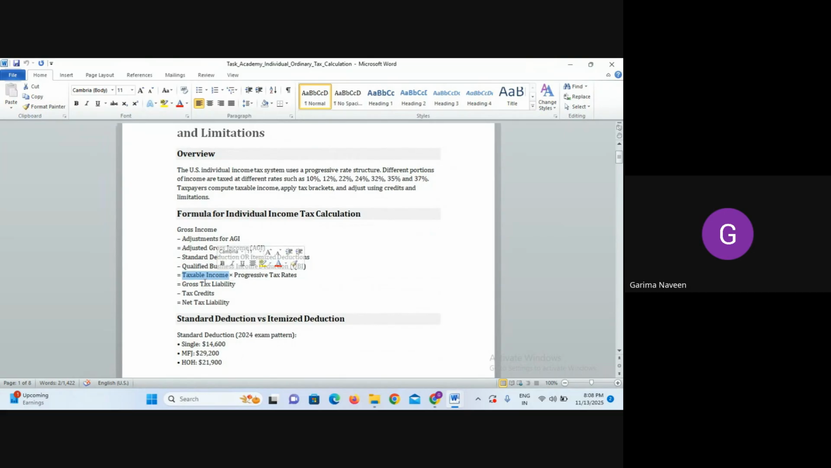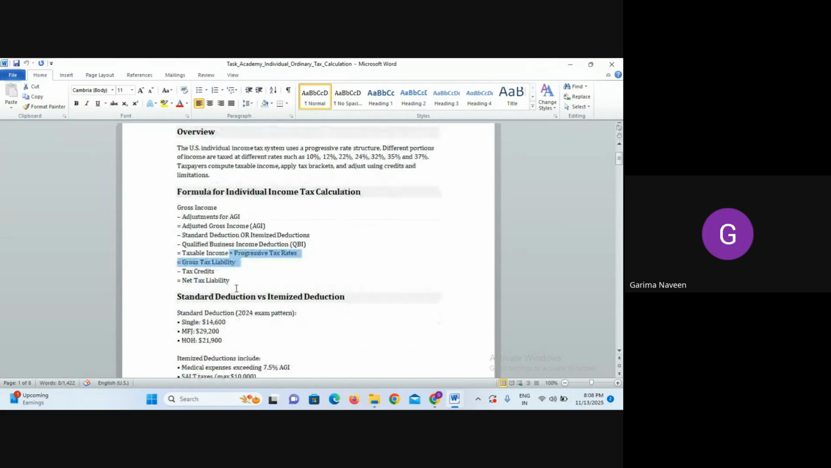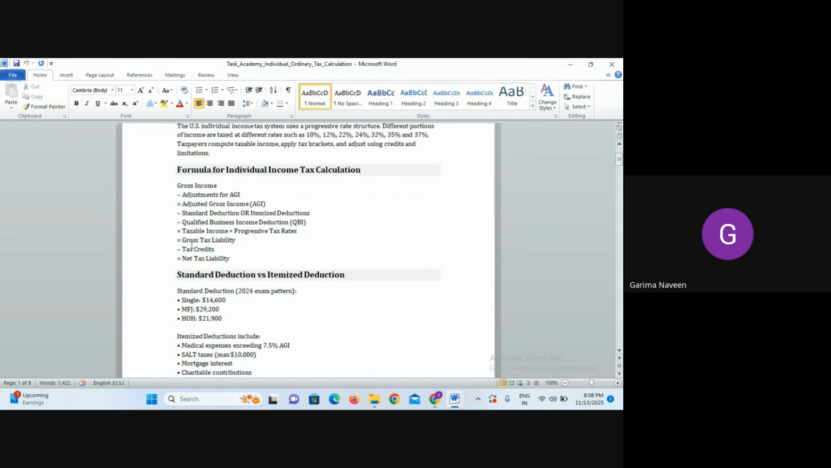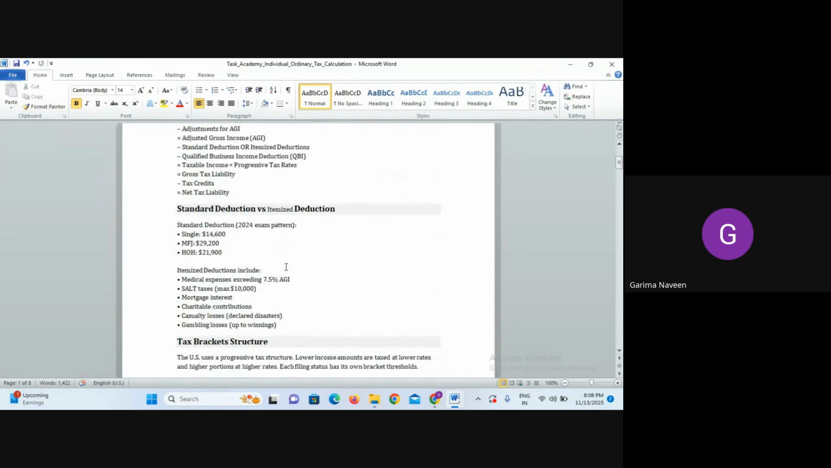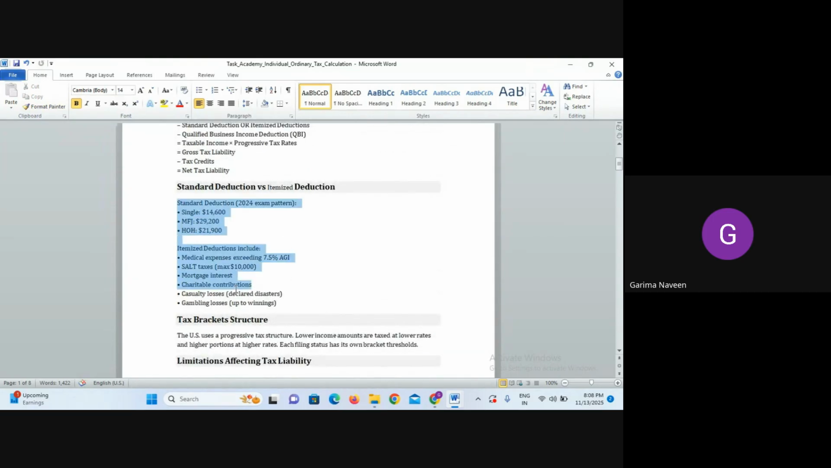Depending upon the tax bracket we are coming in, we will calculate the gross tax liability. Next to gross tax liability, we have some credits which give a dollar for dollar reduction in liability, meaning they can directly reduce our tax liability. After applying the tax credits, we will have our net tax liability. Okay. This is the summary of what we discussed yesterday about standard deduction and itemized deduction.